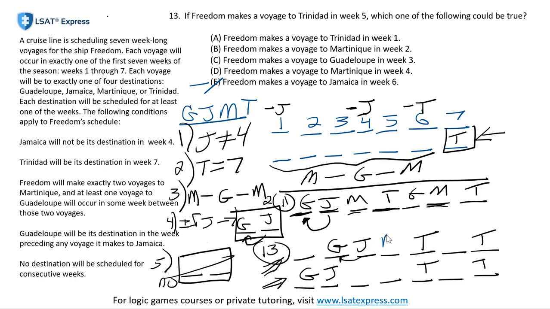Well, let's see. How about here? I place an M. I look at the rules on M. We have this MGM we keep talking about. Okay, so an M could be in slot 1. We've got our G. We've got our J. We've got our second M.